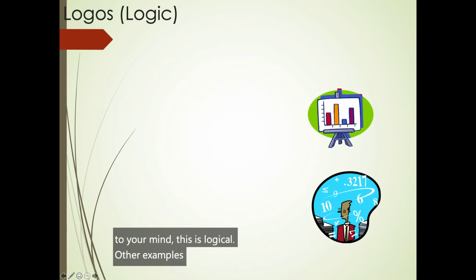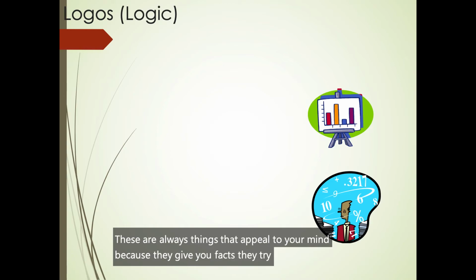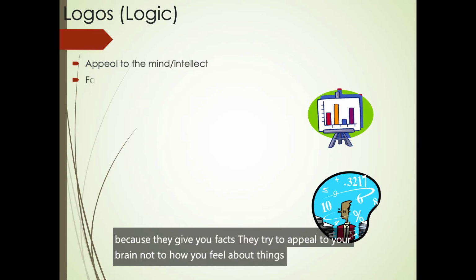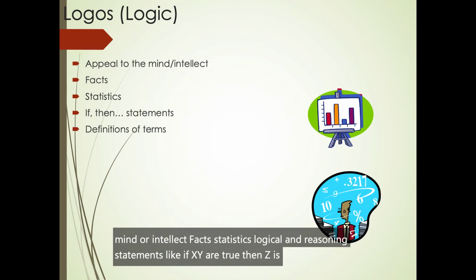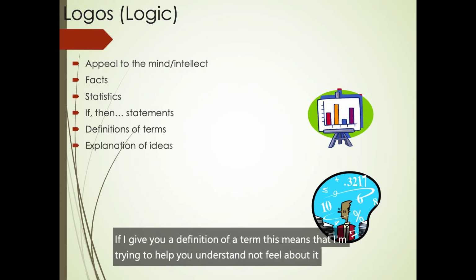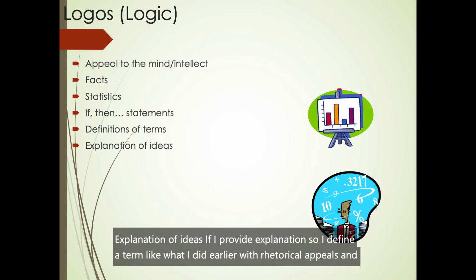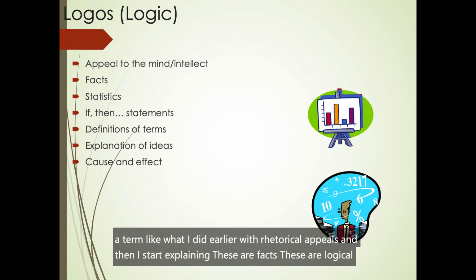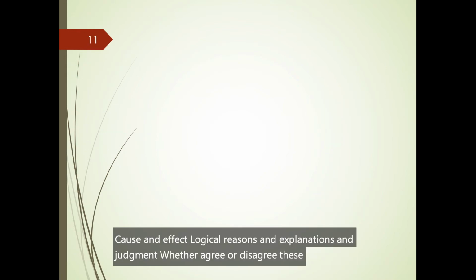Other examples of that: statistics and research, numbers. These are always things that appeal to your mind because they give you facts. They try to appeal to your brain, not to how you feel about things. So appeal to the mind or intellect: facts, statistics, logical and reasoning statements like, if X and Y are true, then Z is correct. Definitions: if I give you a definition of a term, this means I'm trying to help you understand, not feel about it in a certain way. Explanation of ideas: if I define a term like what I did earlier with rhetorical appeals, and then I start explaining, these are facts, these are logical appeals. Cause and effect, logical reasons and explanations, and judgment, whether agree or disagree. These are all things that we use to appeal to the brain.